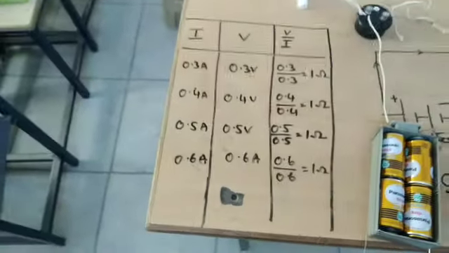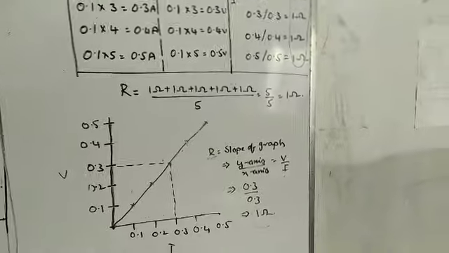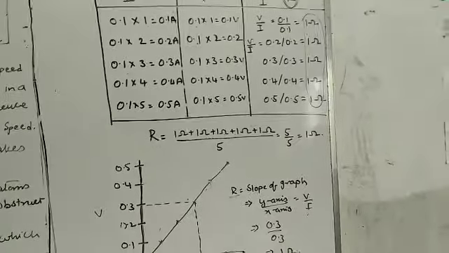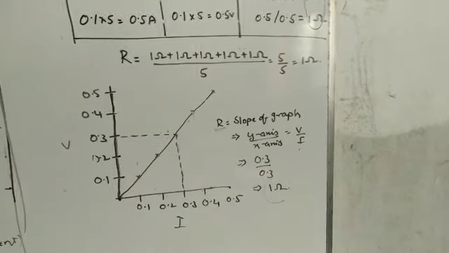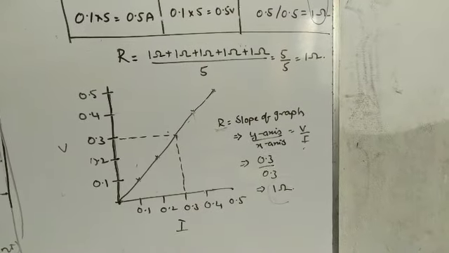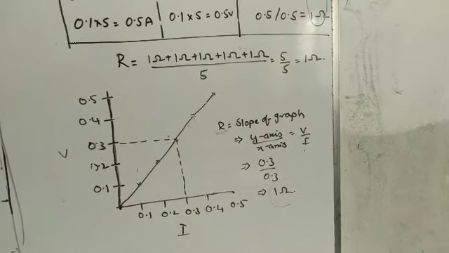The values are being recorded accordingly, and then the graph showing Ohm's law can be drawn in this particular way. So, in this way, we can not only find out the resistance of the unknown resistor, but also we can find out the mathematical relation of Ohm's law.